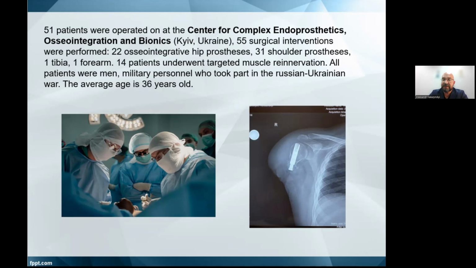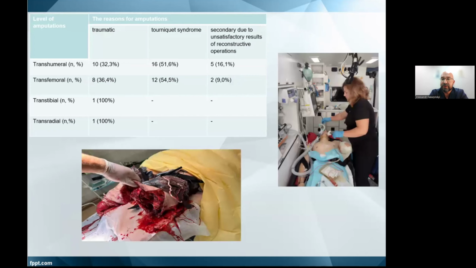All patients were men, military personnel who took part in the Russian-Ukrainian war. The average age is 36 years old. Pay attention to the X-ray on the right. We were able to do osseointegration with a humerus remnant of only 64 millimeters. We analyzed the causes of amputation in our patients: traumatic amputations, secondary injuries due to tourniquet syndrome, or planned amputation due to failed reconstructive surgeries. Tourniquet syndrome was dominant.